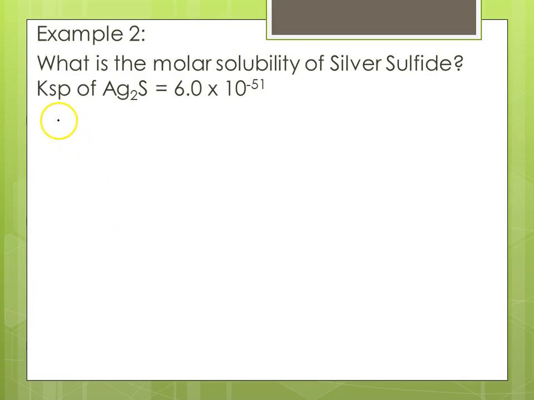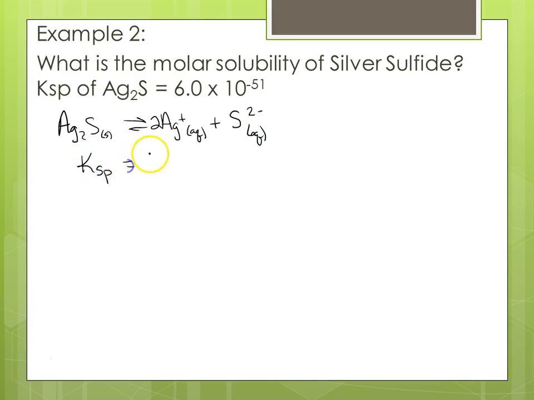So of course you always want to start out by writing your equation, what's going on. So if we take solid silver sulfide and dissolve it in water, it's going to give me silver ions, 2 of them because of my stoichiometry, and 1 sulfide ion. Your KSP expression, set that up so you know what that's going to look like. It's going to be this.